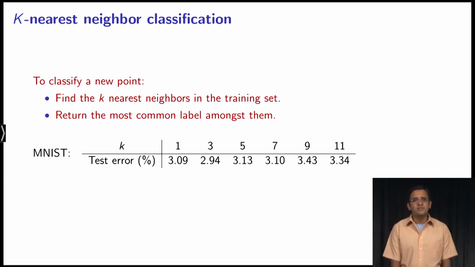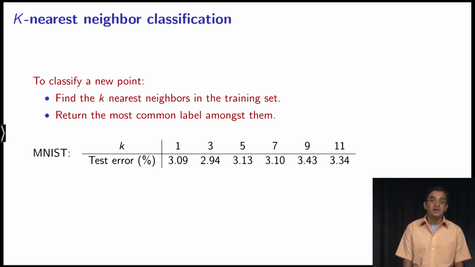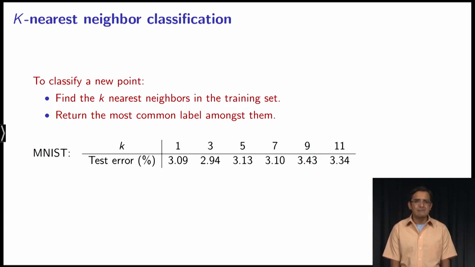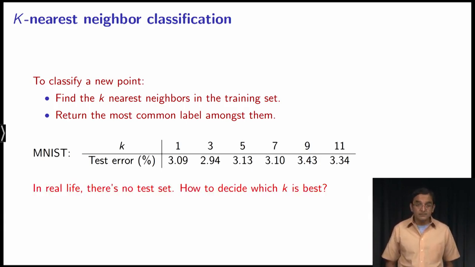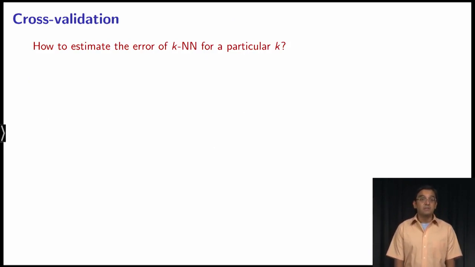But how do we choose the right value of k? In this toy example, we had a separate test set, but that's not something we typically have in real life. We'd only have the training set, and we've already made it clear that error on the training set is a poor indication of error in practice. How do we deal with this? This is a rather tricky problem, and it's not limited to nearest neighbor. This is something we see over and over again in machine learning.